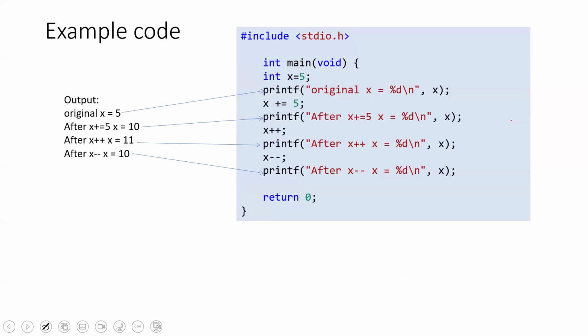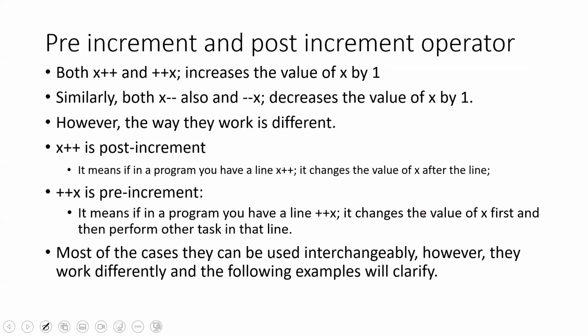Okay, this is an example code. I typically spend more time writing code, but we are running out of time. So int x = 5. Original x, what is the value of x here? 5. Then x += 5, we have 10 here. x++, x will become 11. x--, x will become 10. This is simple. Now the confusion is arising here.